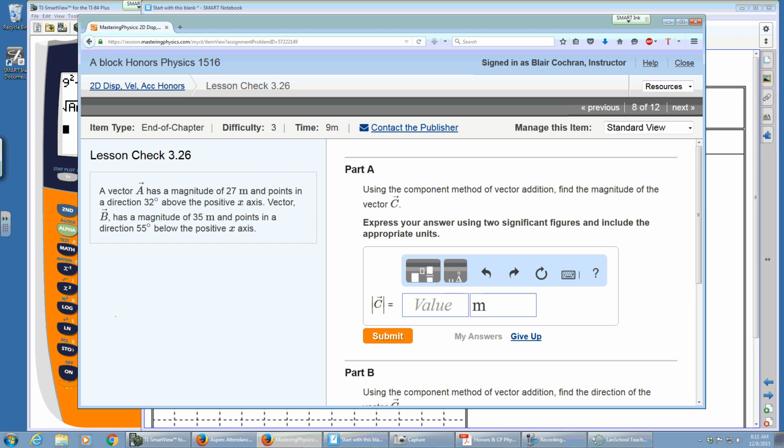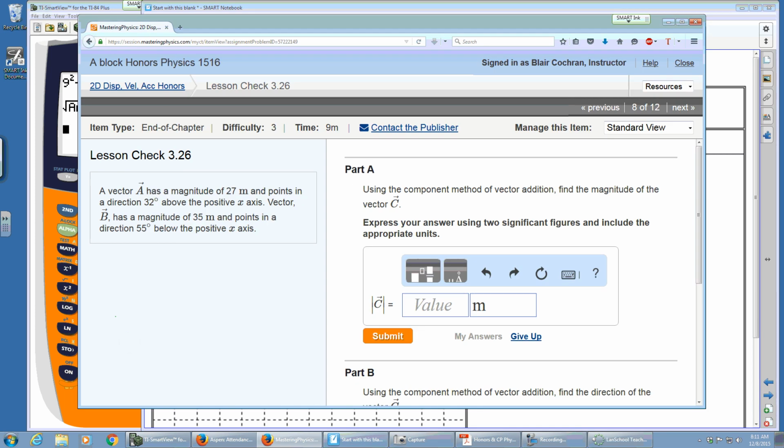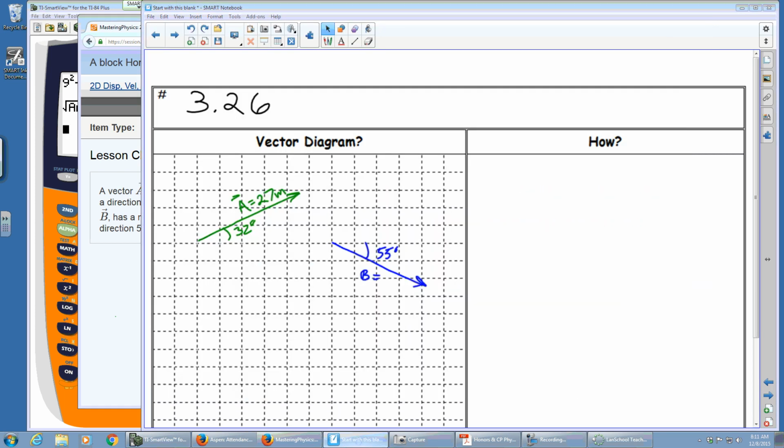And then B, 35 meters and points 55. So B is going to be in this direction. This is 55. And this is 35. All right. So those are my two vectors.